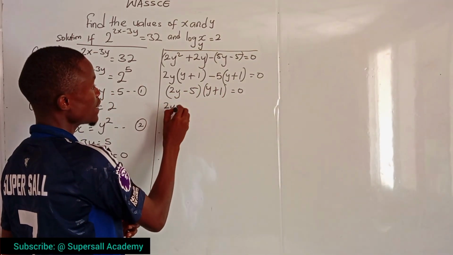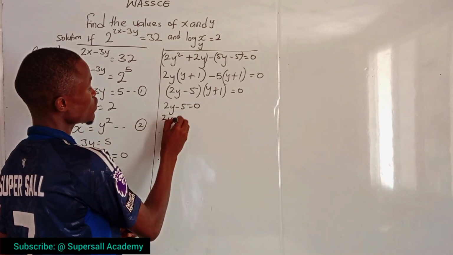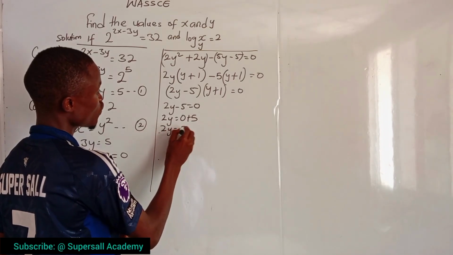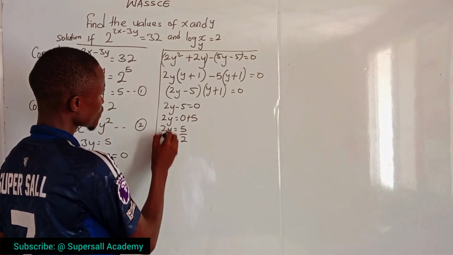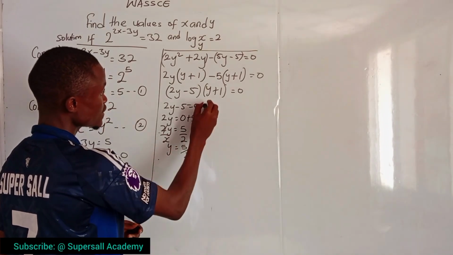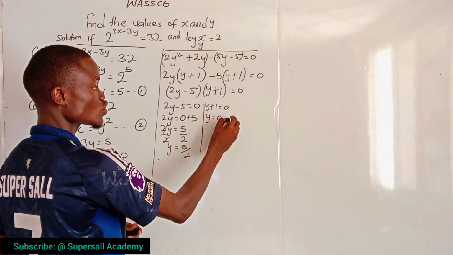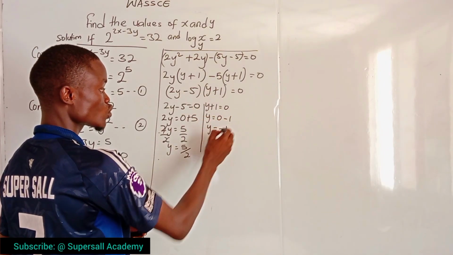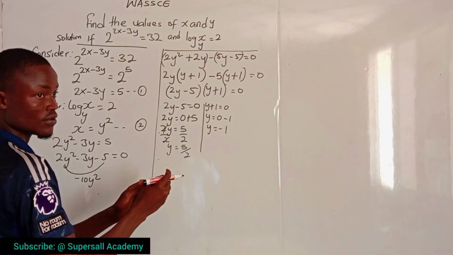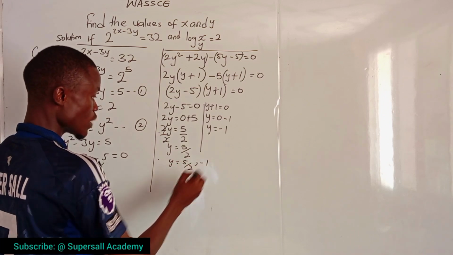So we say 2y minus 5 equals 0. So 2y equals 0, transpose plus 5, 2y equals 5, divided by 2. So y equals 5 upon 2. Then you say y plus 1 equals 0. Y equals 0 minus 1, transpose, y equals minus 1. So we have got the values for y: y equals 5 upon 2 and minus 1.